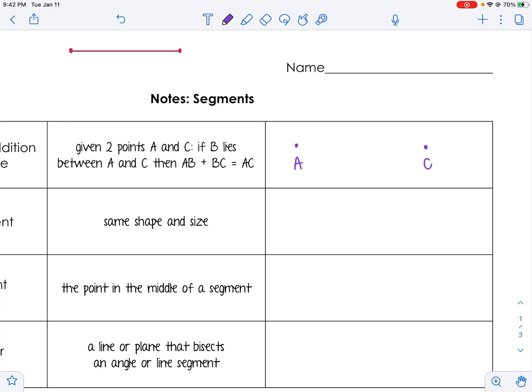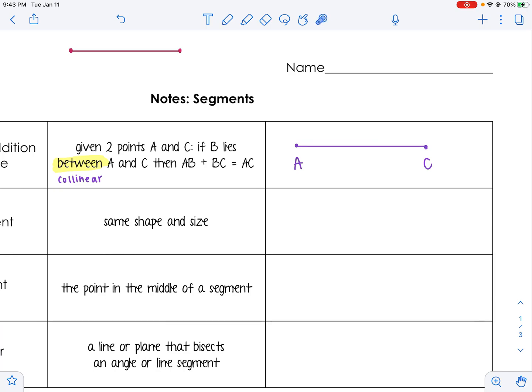that next part is important. It says if B lies between A and C. Now, that word between means collinear. And if you remember from yesterday, collinear means that they're all on the same line. They're all going to be in the same segment in a row. So if I connect A and C, B is just going to be between them.